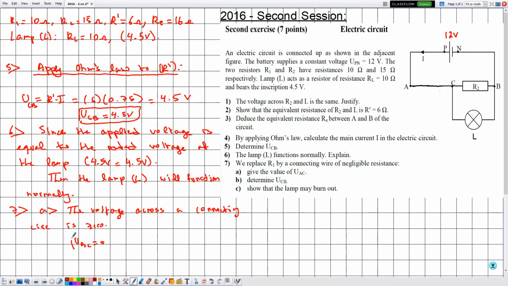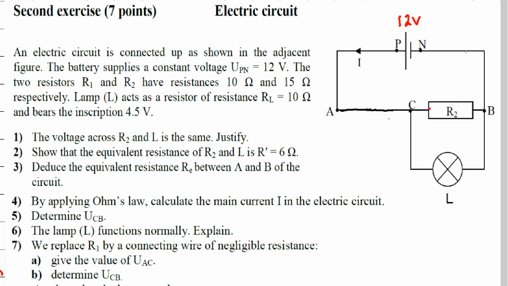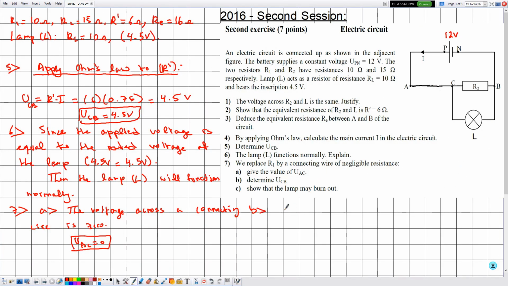Now because they ask me about the voltage across a certain branch, we expect that later they will ask me about the voltage across another electric component via the law of addition of voltages. And indeed, if you notice that in part B, they are telling me determine UCB. So we need to determine the value of the voltage UCB, and this can be done using the law of addition of voltages, because we know that the voltage across the battery is 12 volt, and PA is a connecting wire, AC is a connecting wire, and BN is a connecting wire. So the voltage across R2 will be the same as that of the battery.